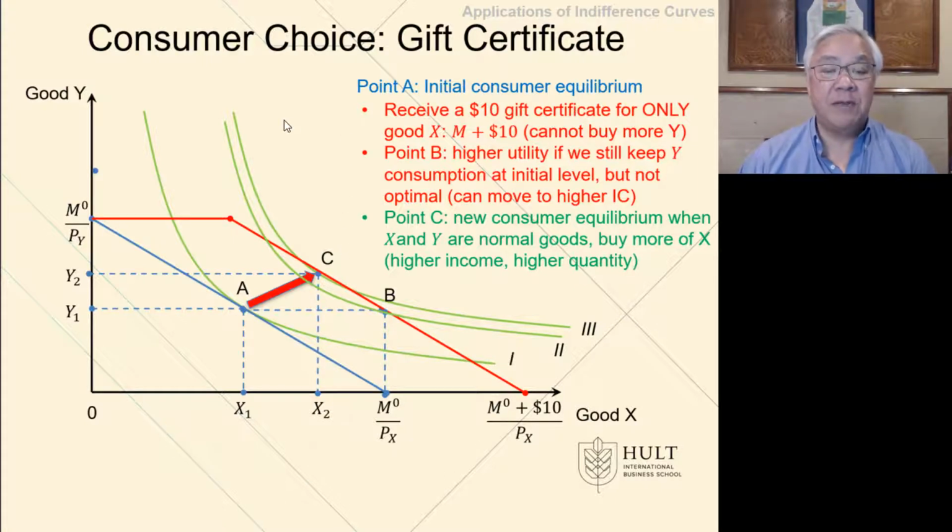So in this example, the effect of the gift certificate is twofold. You would buy more from the provider of the gift certificate, but you'd also buy a little bit more of good Y because that allows you more money and therefore you could use some for Y as well. All right, so that's the effect of a gift certificate.